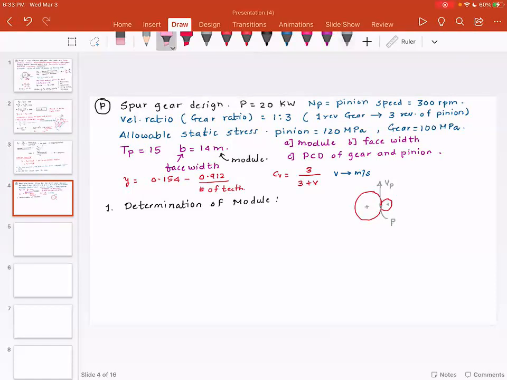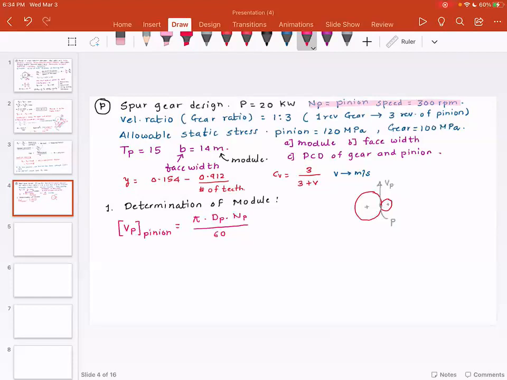However, an important observation here is that the pinion speed is given to us. The speed of the pinion is 300 RPM. So I'm going to find out the pitch line velocity considering the pinion. So VP on pinion is equal to pi times diameter of pinion multiplied by speed of pinion divided by 60. Pitch line velocity I'm going to find in meters per second. That means the diameter of the pinion has to be in meters, and since we are dividing by 60, the speed of the pinion has to be in RPM.